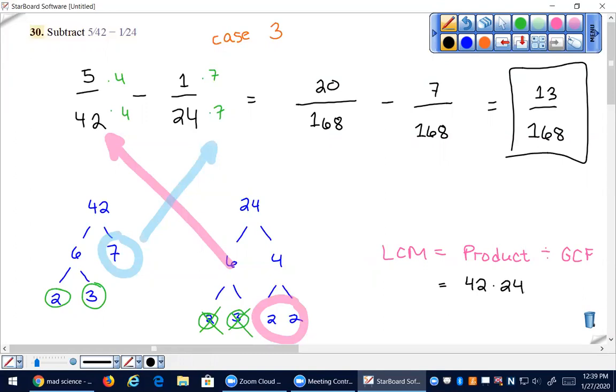So 42 times 24 was too big. How much is it too big by? The 2 and the 3.